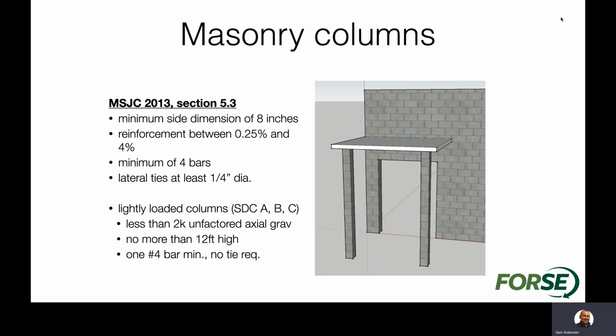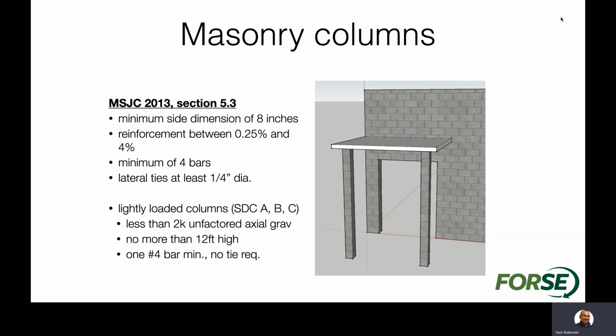The next masonry element that we want to look at is a masonry column. Column provisions within TMS and the old MSJC have certain requirements for the column sizes. So it's going to be a minimum side dimension of 8 inches. But then once we get into that column element, it has a reinforcement percentage of 0.25 to 4%. We have a minimum of 4 bars, and then we have lateral tie requirements of a 1/4 inch diameter, which would be a number 2, say, smooth tie that would be used for our column elements.